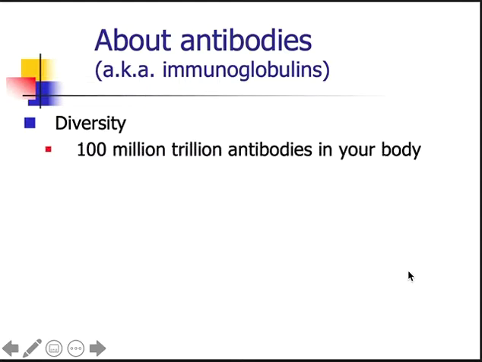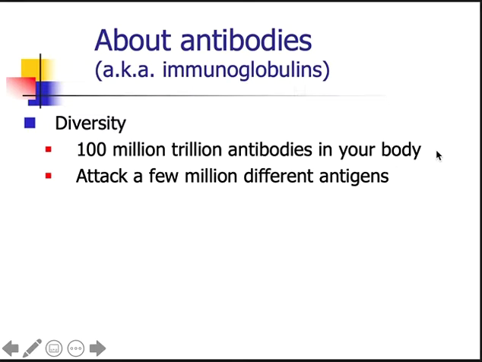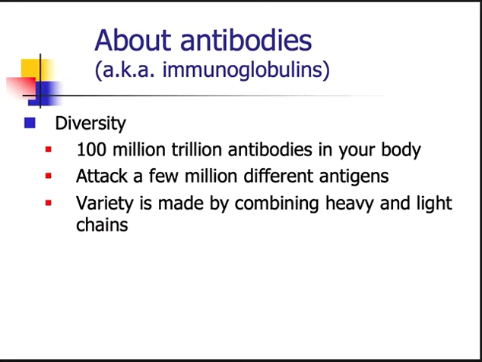So you have a huge diversity. There's about 100 million trillion antibodies in your body. This allows you to attack a few million different types of antigen. Variety of all these types of antibodies are made by combining heavy and light chains. So that variable region, one part of the variable region is heavy and the other part is light, and you will change the amino acid sequence on this to get all sorts of different combinations.